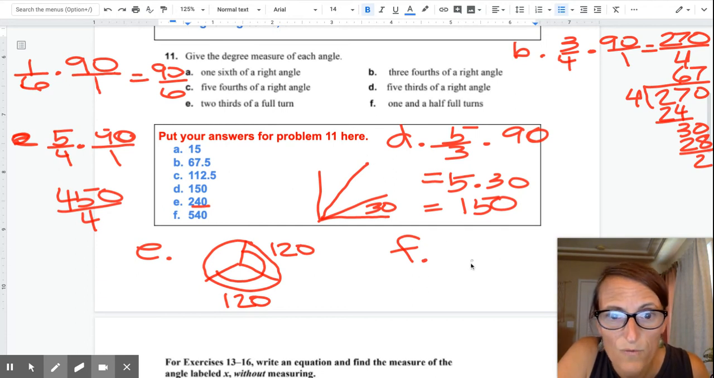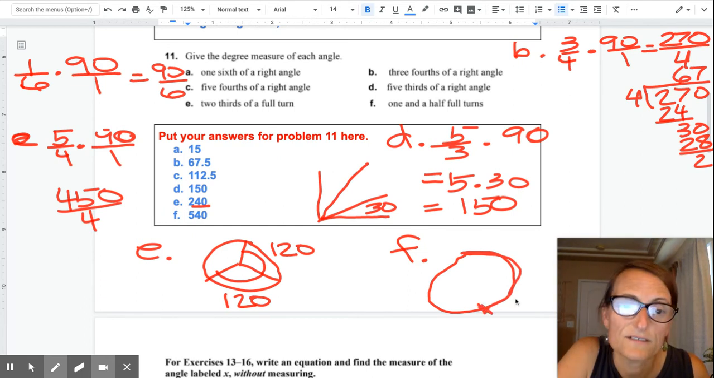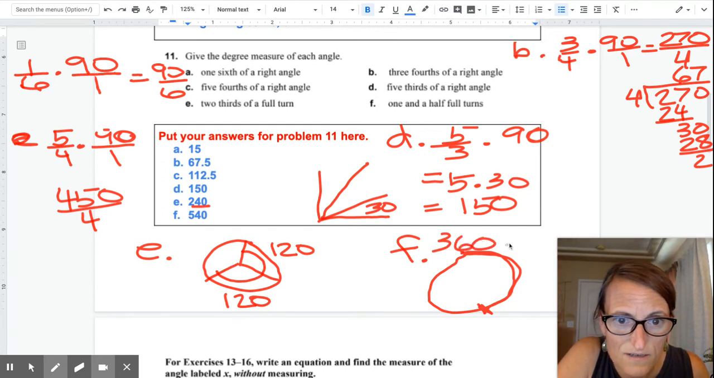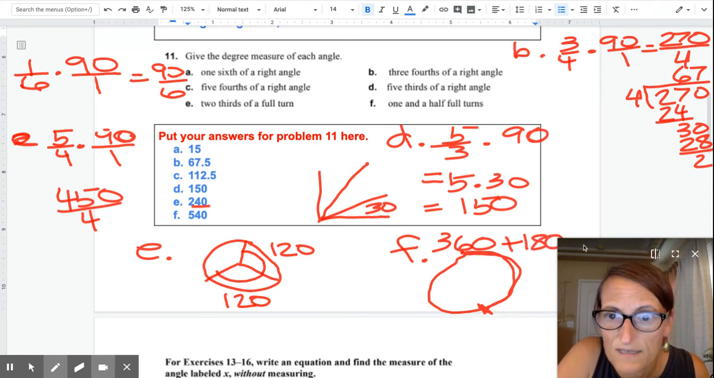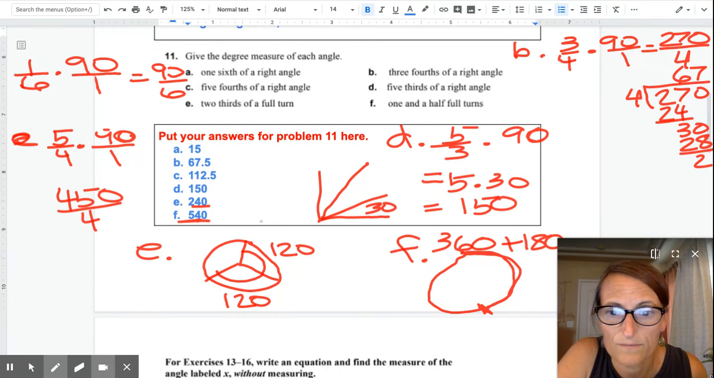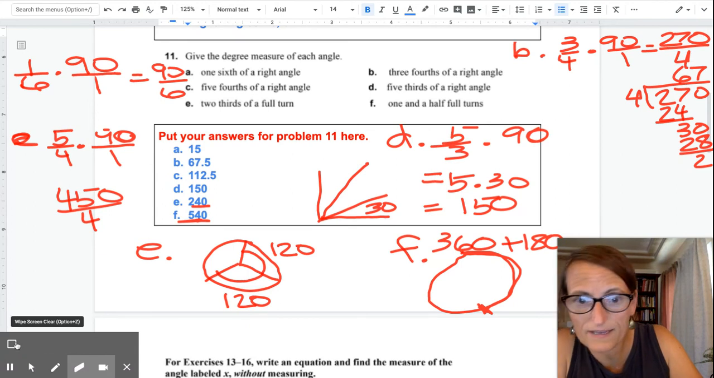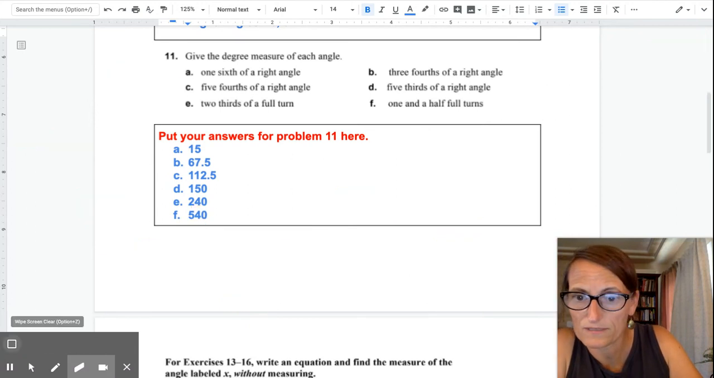Okay, for F, we want 1.5 full turns. So imagine someone on a ski jump. They go all the way around and then another half turn. So that means they went 360 to start plus another half turn, which is another 180. So together, that gives you 540. That's kind of messy. Okay, let's erase all that and move on. Again, feel free to listen to any part of that again if I went too fast.